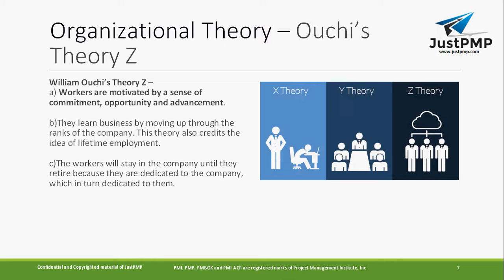This theory also predicts the idea of lifetime employment. So the resources who work there work for the same organization during their lifetime. The worker will stay in the company until they retire, because they are dedicated to the company, which in turn is dedicated to them. So this is William Ouchi's theory, which is normally called theory Z.